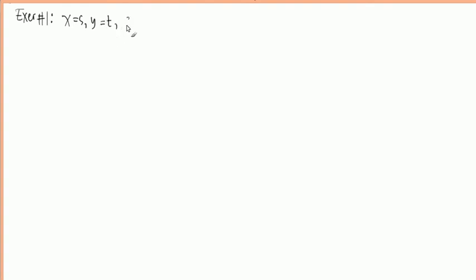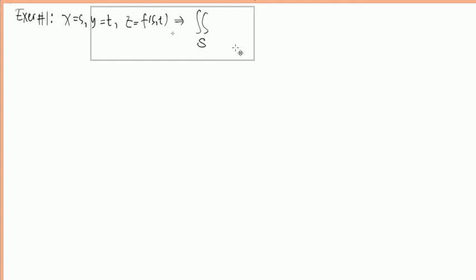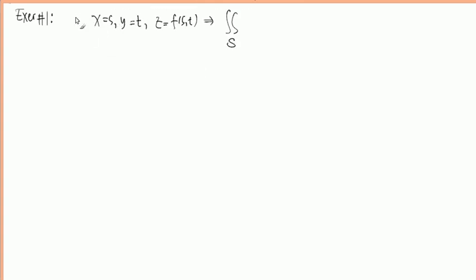Would that be a good exercise? Let's try that. I didn't find it, but let's write it down. Don't look at your notes and see if you can remember this one. If x is s, y is t, and z is f of x, s, t, how is this surface S? Maybe I should write: S is a surface given by this parameterization.